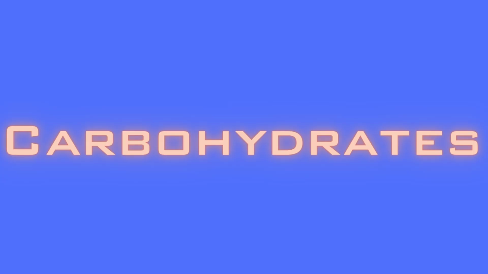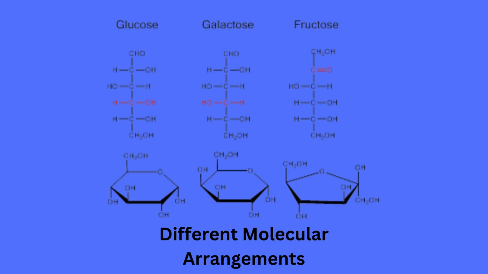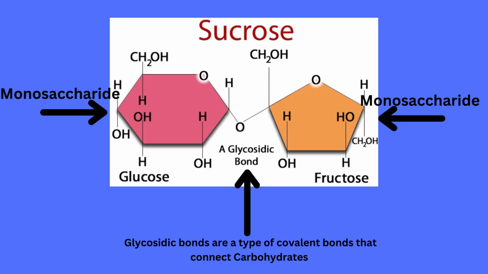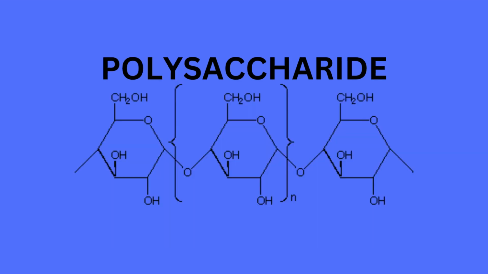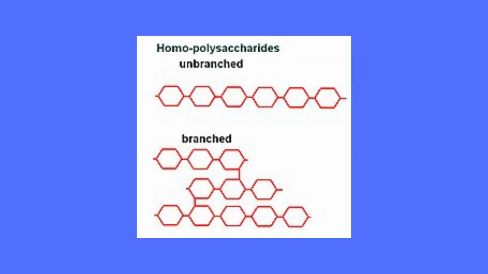Next, we will be talking about carbohydrates. The type of carbohydrate depends on the structure of the monomers, in which its arrangement will determine the function of the carbohydrate. Carbohydrate monomers, known as monosaccharides, connect through covalent bonds. When two monosaccharides connect, they will form a disaccharide, and when many connect, they will form a polysaccharide. Polysaccharides can either be a straight chain of monosaccharides, but they can also be branched.